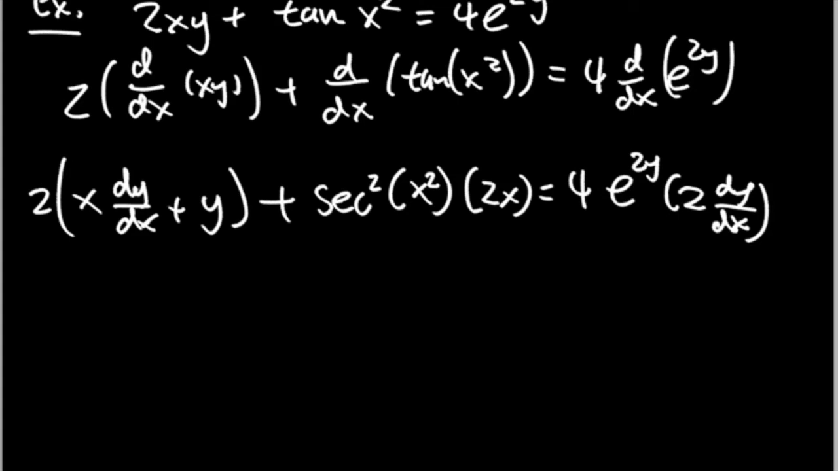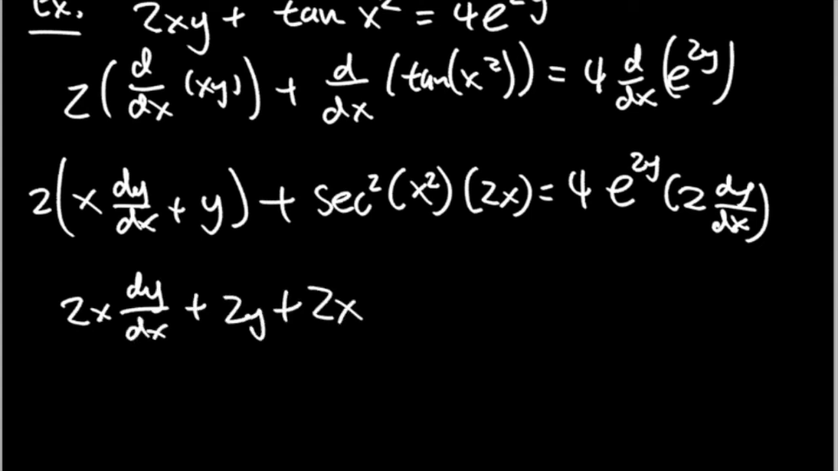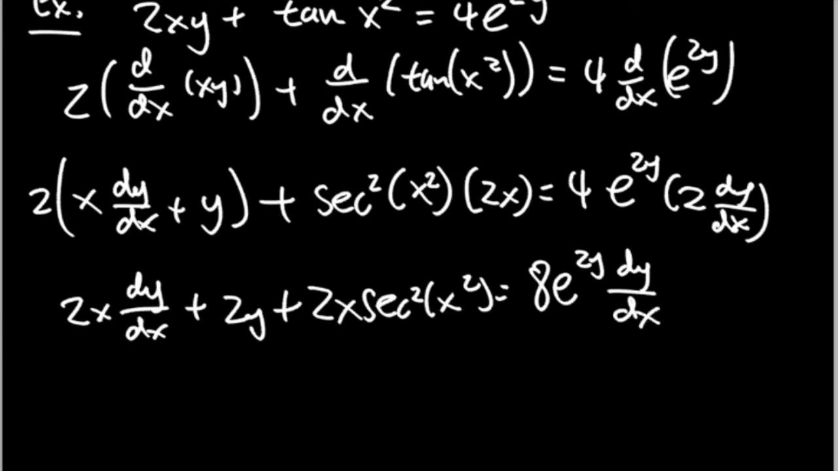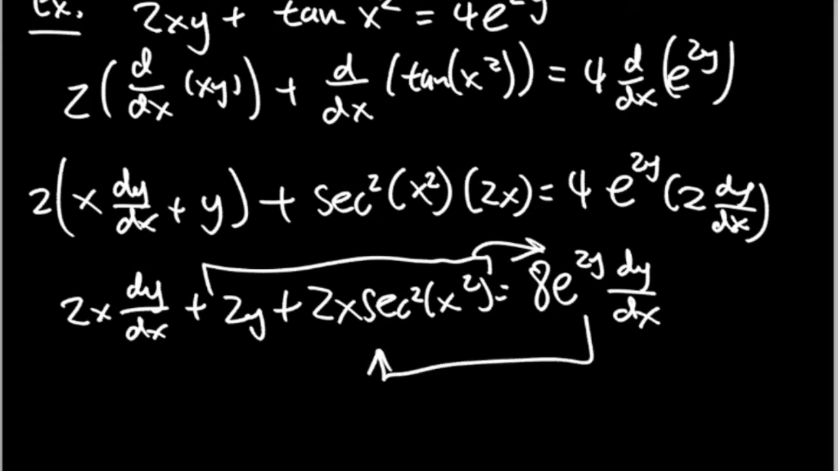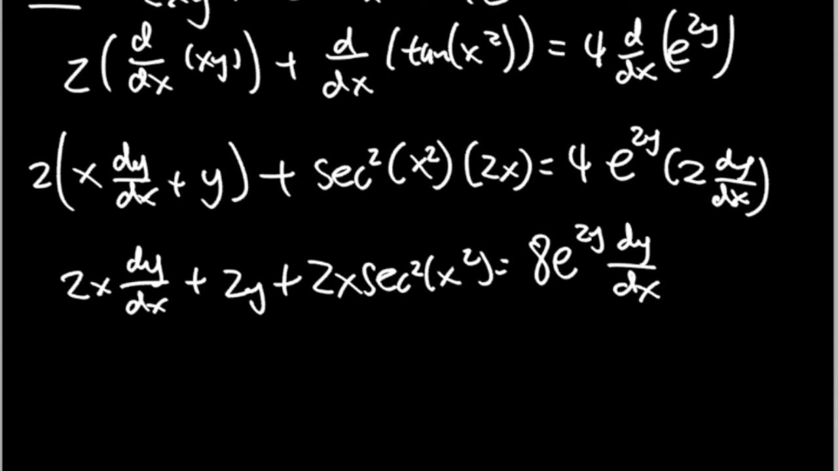Okay, so now let's clean this thing up. So that 2 can distribute in, and then we can start cleaning it here. And then just keep simplifying those things out. Okay, so now we see that we have dy/dx on both sides, right? So what we can do here then is just separate them. So the non-dy/dx terms and the dy/dx terms, put them on separate sides so that you can factor out dy/dx.